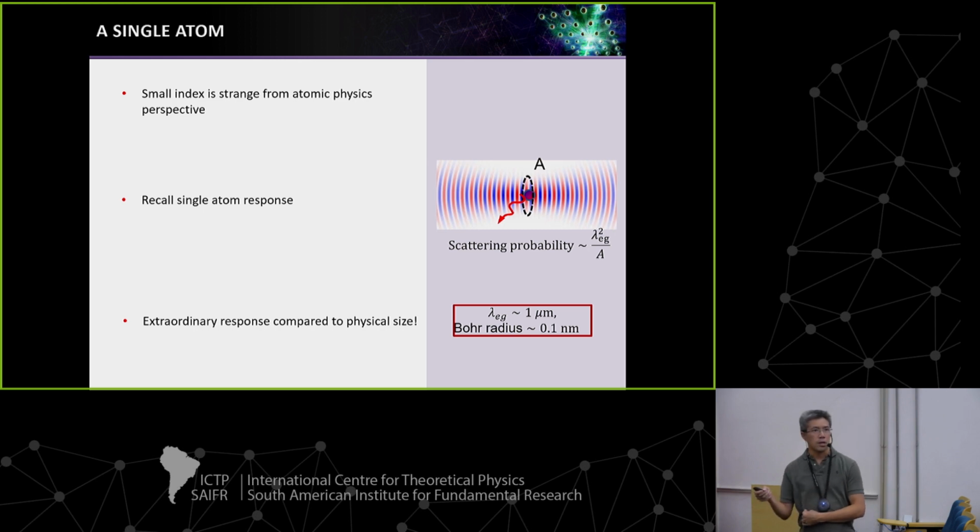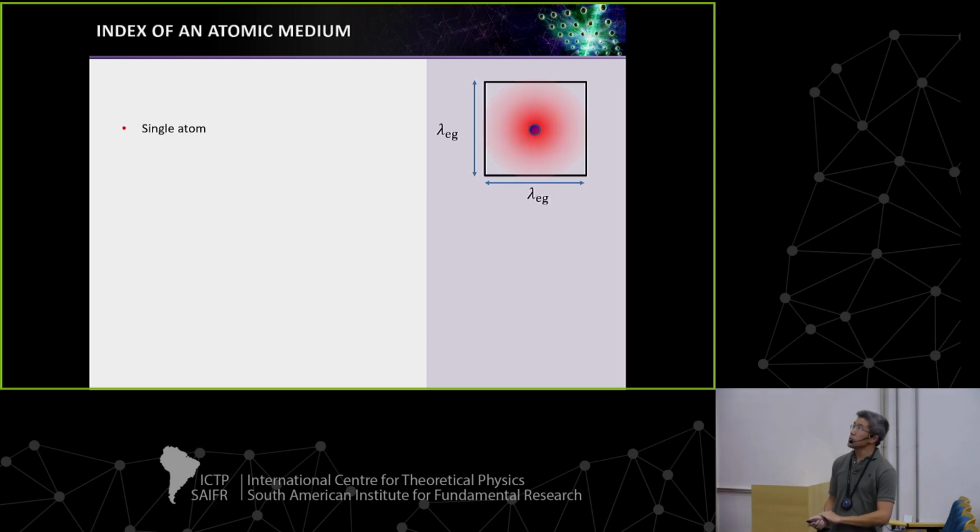Okay? And what's kind of weird about that result is that a typical transition wavelength of an atom is 1 micron, but the physical size of the atom, or if you want the physical size of an electron wave function, is the Bohr radius, which is a fraction of a nanometer. So what that says is that your atom is not scattering light like its physical size, but it's scattering light as if it was a much bigger object. Okay, imagine something like a tennis ball casting a shadow that's as big as a building. Okay, that's the analogy.